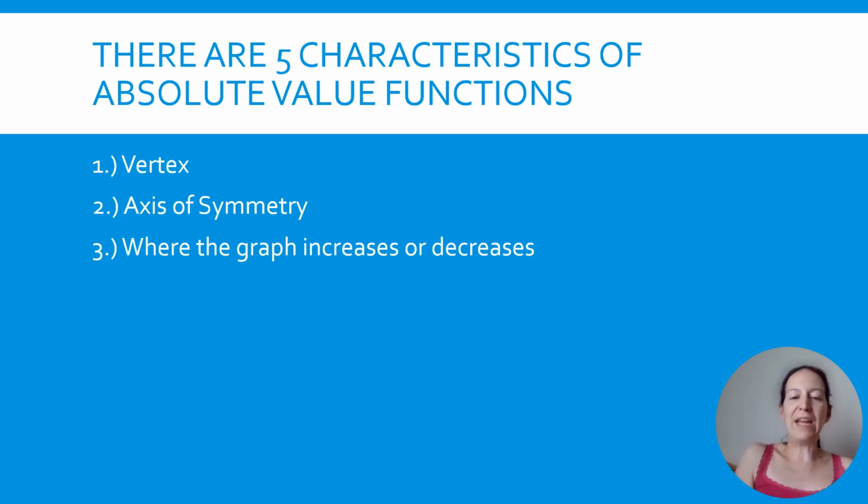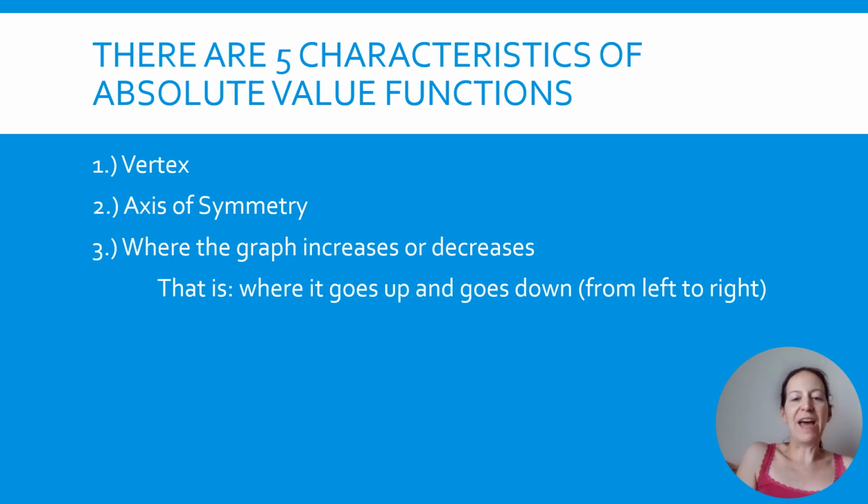Third is where the graph increases or decreases. So you might want to think about what those words mean. What does it mean for something to increase? What does it mean for something to decrease? And then as we go through that, what we want to be homing in on is what attribute of the graph is it that's increasing or decreasing. That is where it goes up and where it goes down as you look on the graph from left to right.